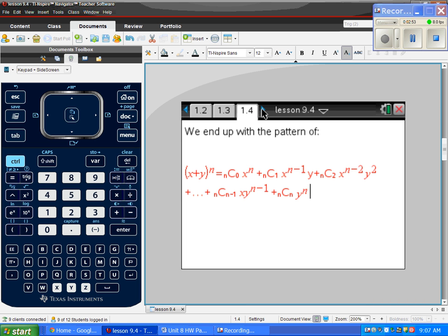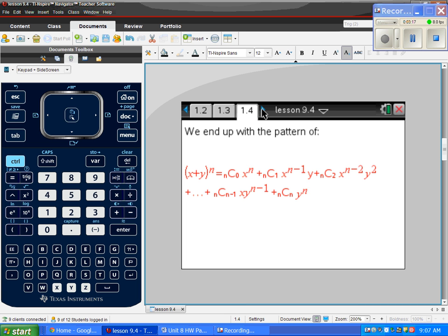On your reference sheet, this is saying that if I have a binomial, x plus y, and I'm raising it to the nth power, I can go, n c 0. So n is the exponent. That's always going to be the first part in each combination. Whatever my first thing is, x, is going to go here.